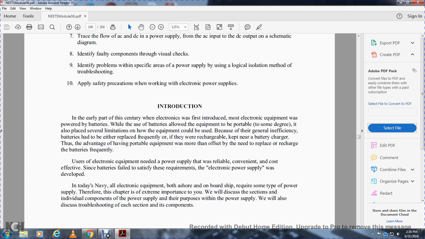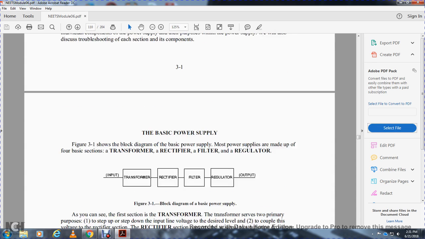The electronic power supply was developed, and today Navy electronic equipment, both ashore and onboard ships, requires some type of power supply. Therefore, this chapter is extremely important to you. We will discuss the individual sections and components of the power supply, their purposes, and also troubleshooting of each section.